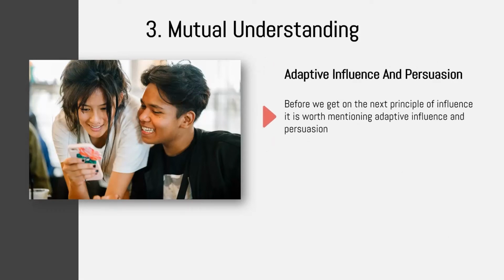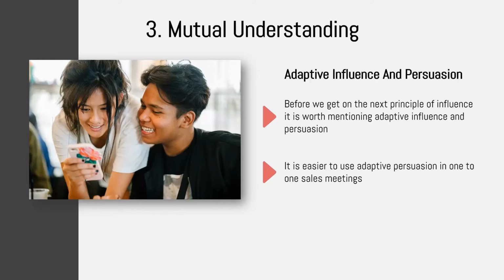Before we get on to the next principle of influence, it is worth mentioning adaptive influence and persuasion. This is where the real power of influence and persuasion comes in. Everyone is different, with different morals, values, and beliefs. This means that we all see the world in a different way. So as a master influencer, you need to adapt to how others are seeing things. It is easier to use adaptive persuasion in one-to-one sales meetings. You read your prospect and then adapt your approach to make them compliant.